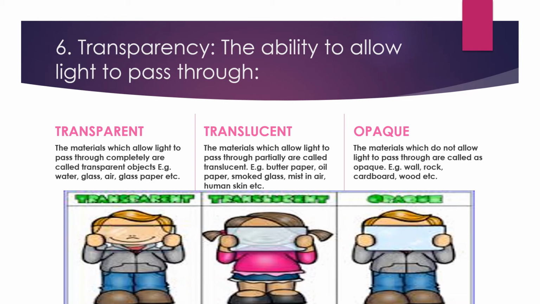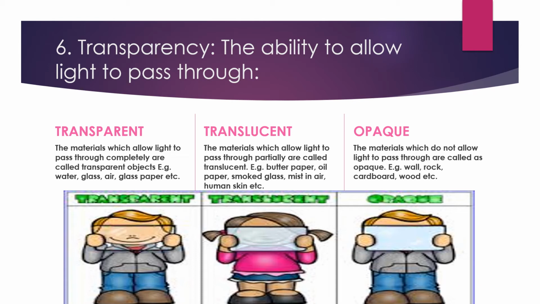The materials which allow light to pass through partially are called translucent. Example, butter paper, oil paper, smoked glass. Smoked glass is tinted glass, the glass which you use for your window panes, which you cannot see through. Sometimes it may have designs.